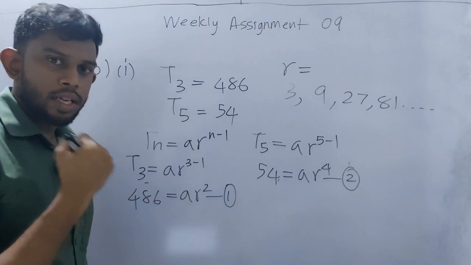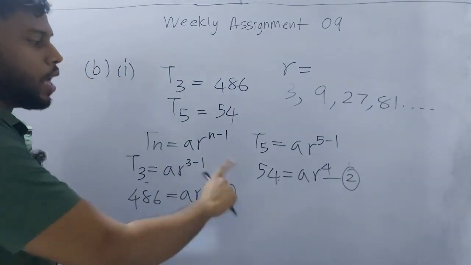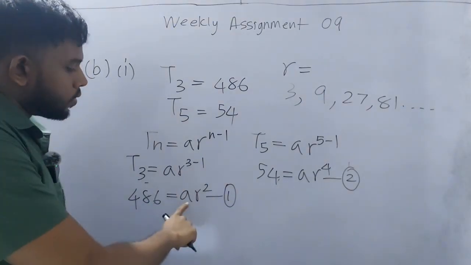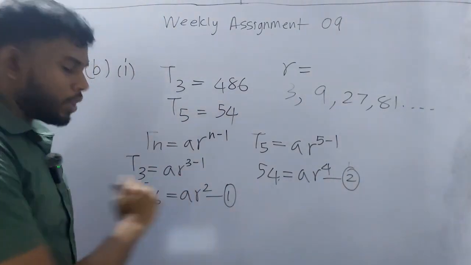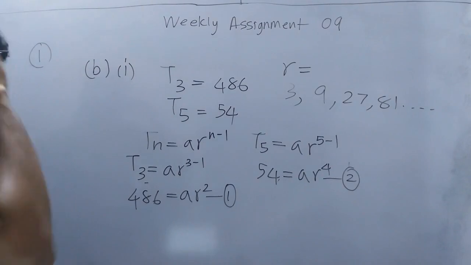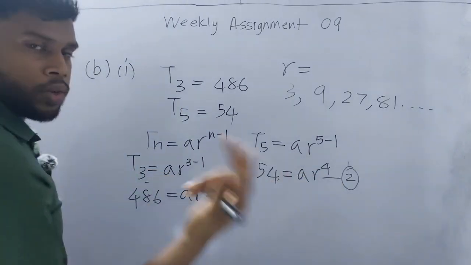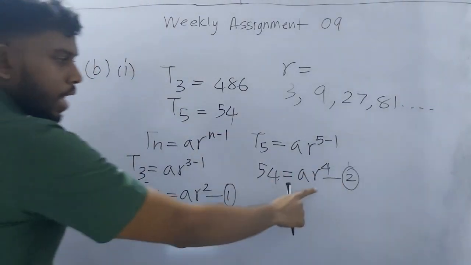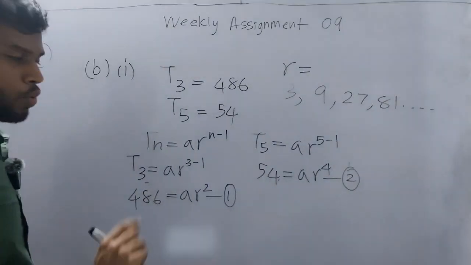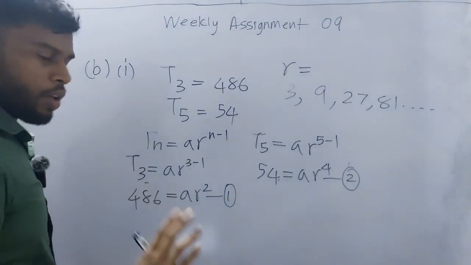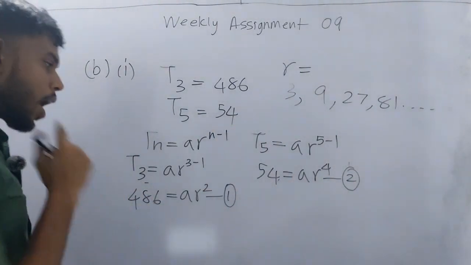You are going to apply the theories you learned in simultaneous equations, and you are going to find the value of the first term and the common ratio. So here what you can see is, if you take these two equations and divide, a will cancel, right? So that is what we are going to do. We are going to eliminate a first, then find the r value.